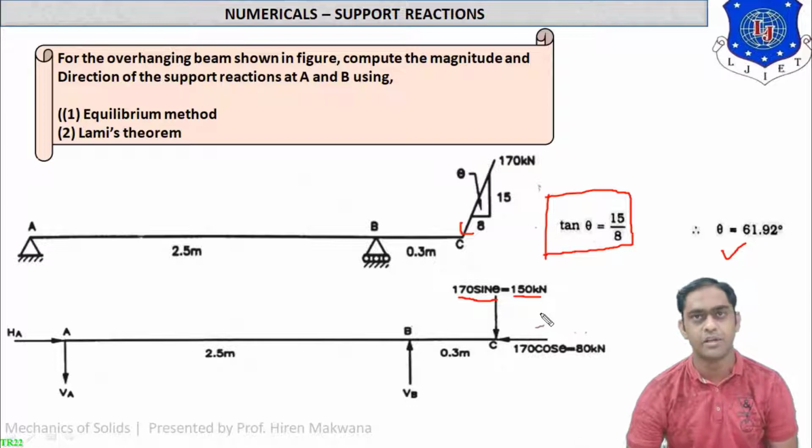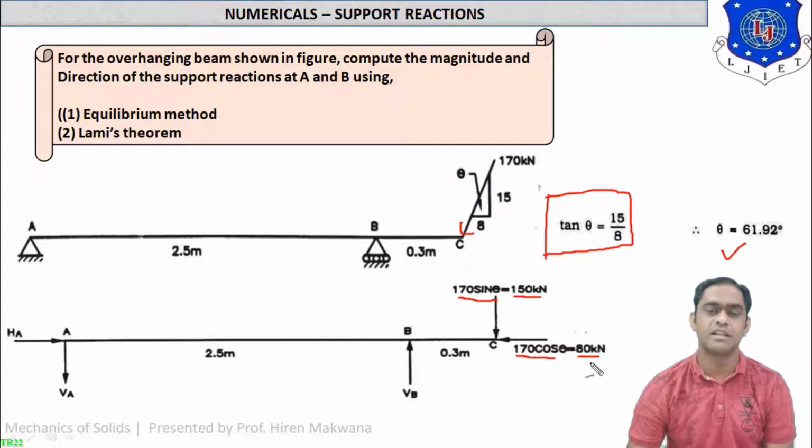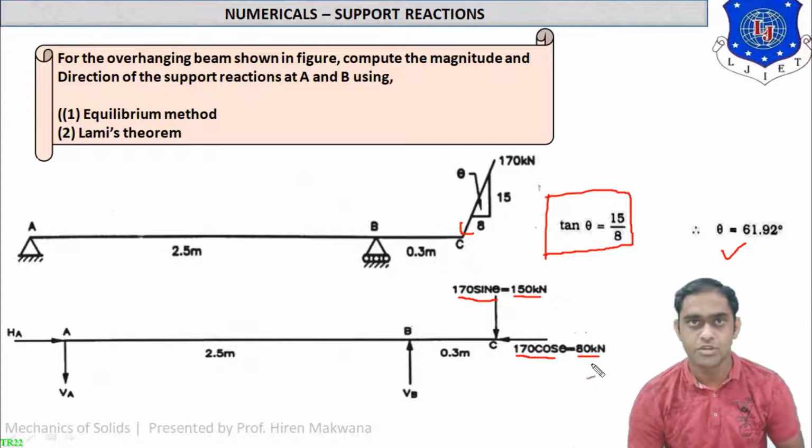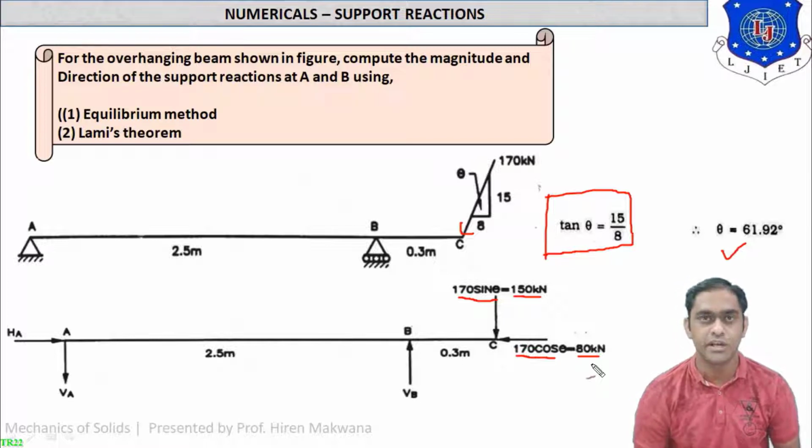Vertical component. A horizontal component is 170 cos theta. Replace this 61.92 again in the same equation. You will find 170 cos theta is equal to 80 kilonewton. So these are the vertical and horizontal components. Now what is our method? When horizontal force comes into the picture, we have to replace horizontal reaction also.